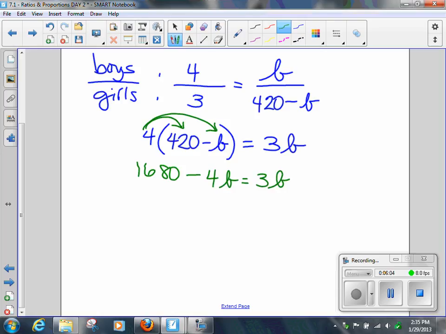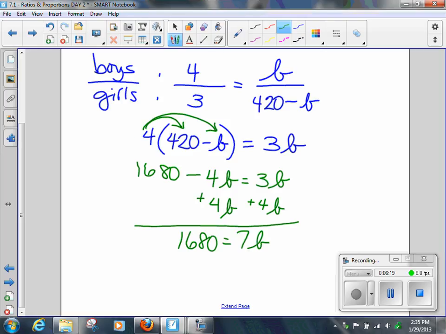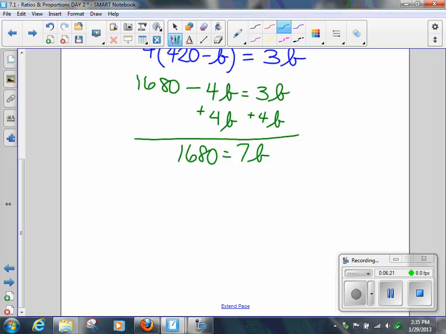You with me? Now what? I got to solve for B. Add the 4B to both sides. 1680 is equal to 7B. What now? Divide both sides by 7.